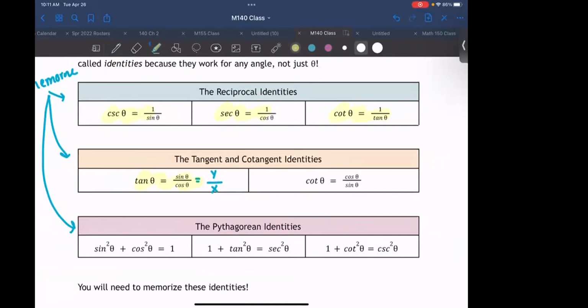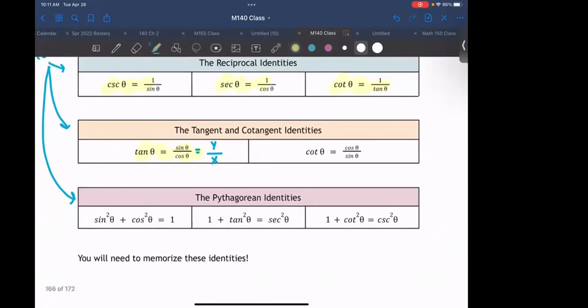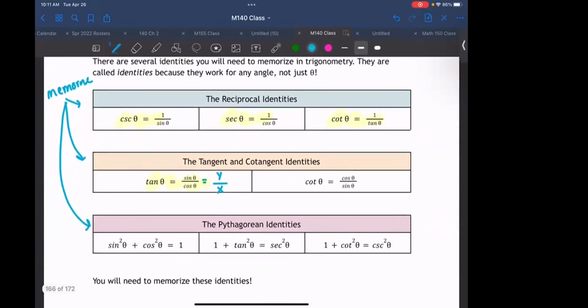We have the things called the Pythagorean identities. I know we haven't gotten to this yet, but let's just talk about what these are. Okay. What's the Pythagorean theorem?